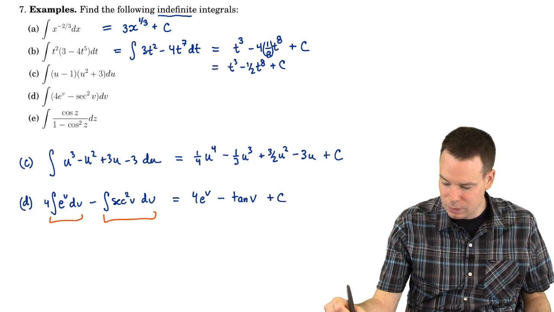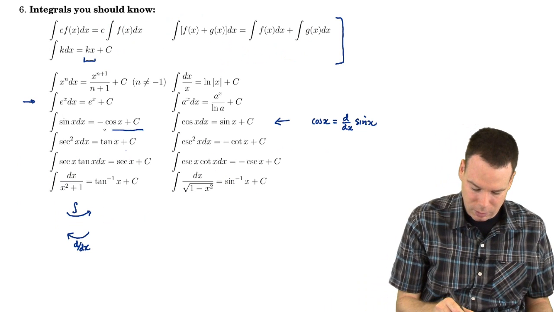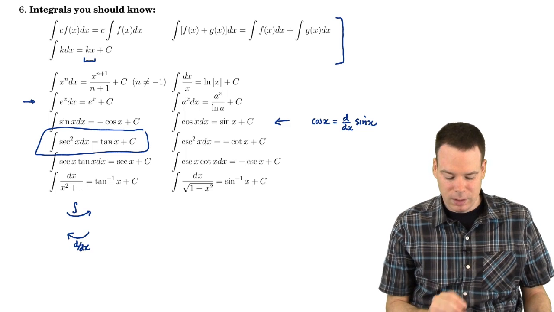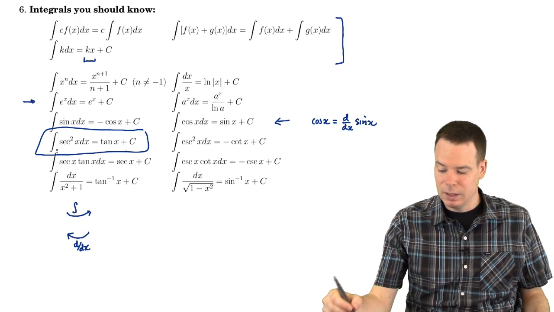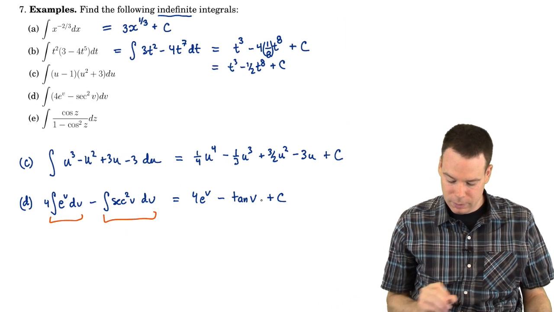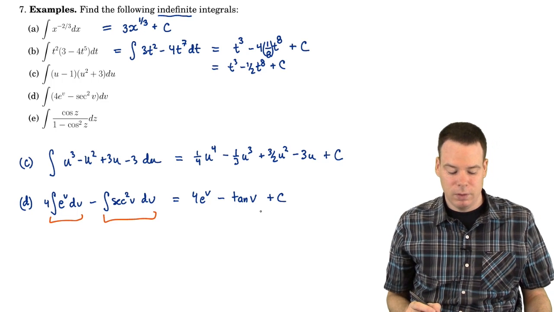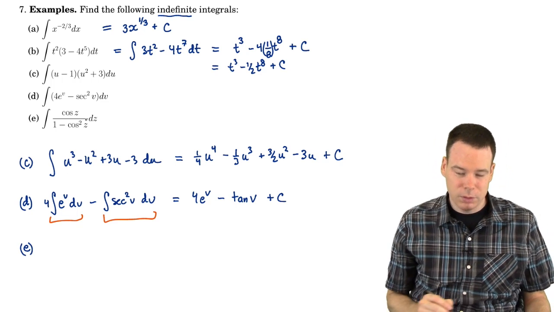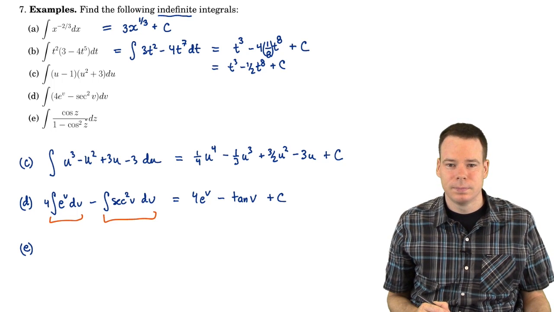So you may have noticed that this was just one of those results we had listed in our table here. The antiderivative of secant squared is tangent because the derivative of tangent is secant squared. So that's what we're using here. And so there's our antiderivative. Try the last one for yourself, part E. Pause the video, go to work on this.